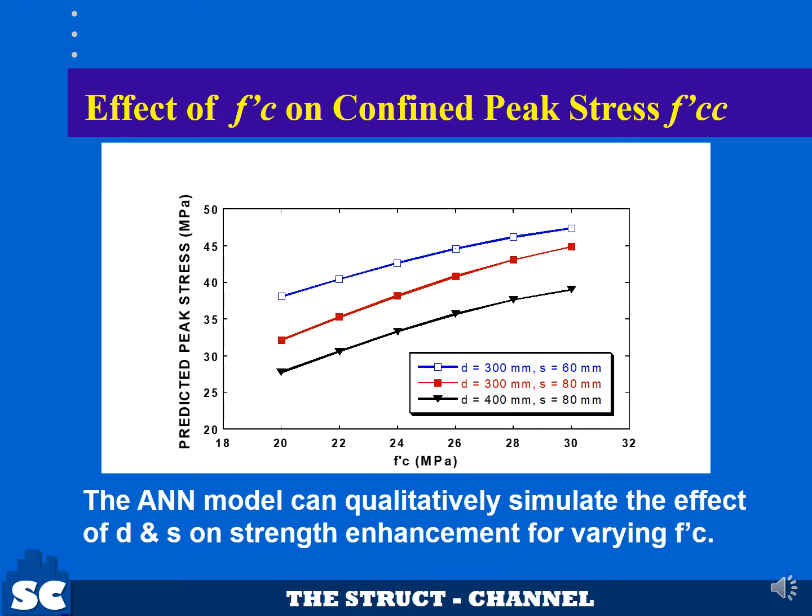This figure shows the effect of diameter, size, and tie spacing. The column with smaller diameter and spacing shows higher peak stress. So the ANN model can qualitatively simulate the effect of D and spacing on strength enhancement for varying f'c.